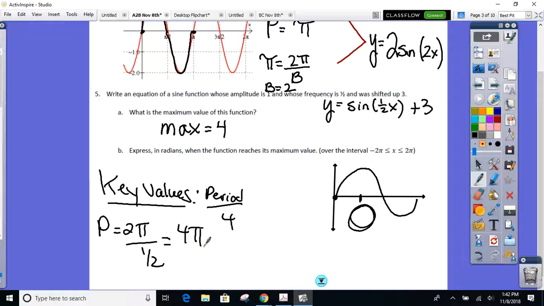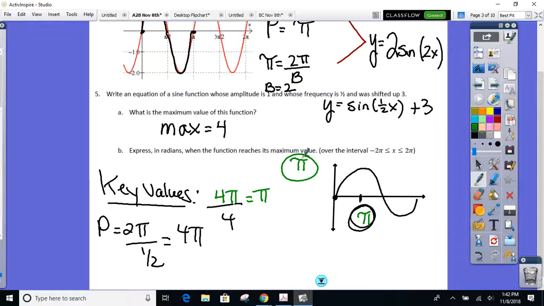So I'm gonna take 4 pi divided by 4. There's a key value every pi. So what's this first value then? Pi. So it hit its max at pi.